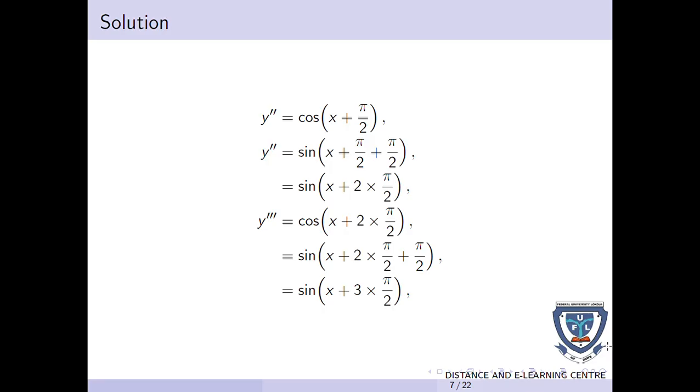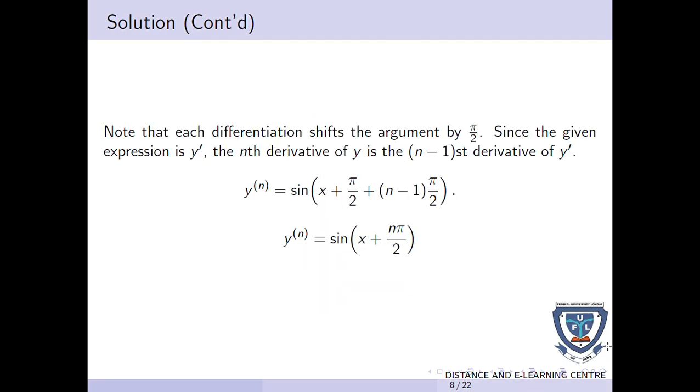And when you return it back to sine, you're going to have that y double prime will be equivalent to sine (x plus 3 times pi over 2). Now, following this argument, you're going to discover that the nth derivative of y will give us sine (x plus n pi over 2).